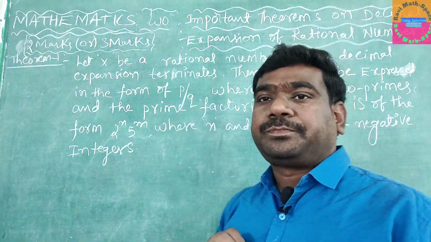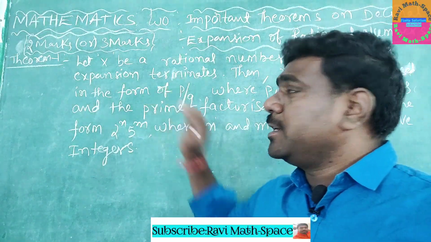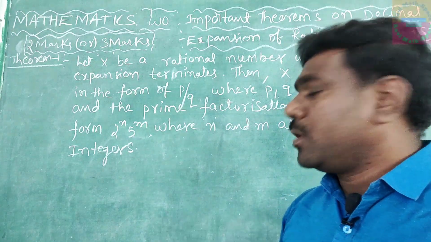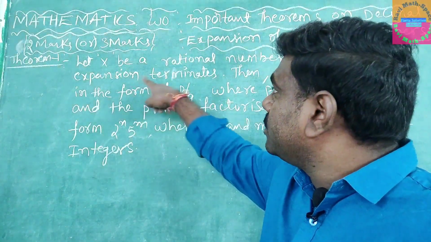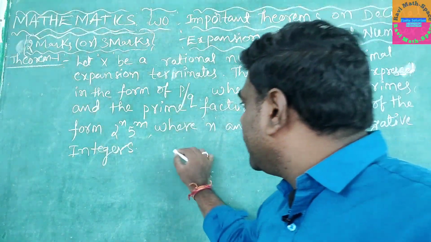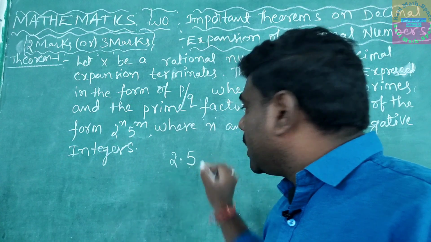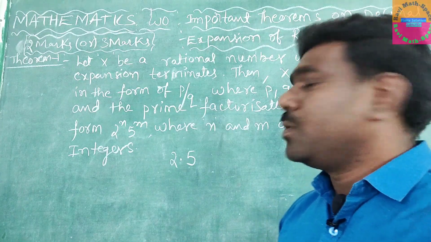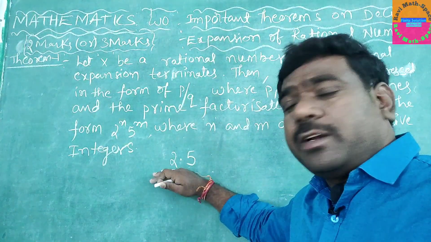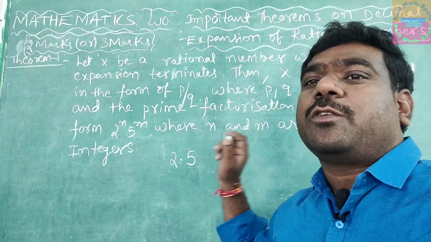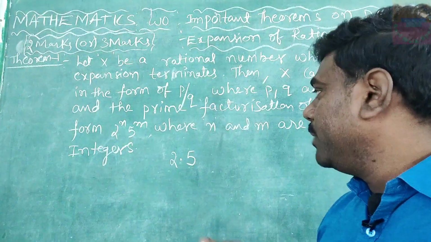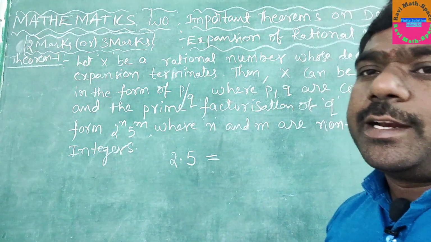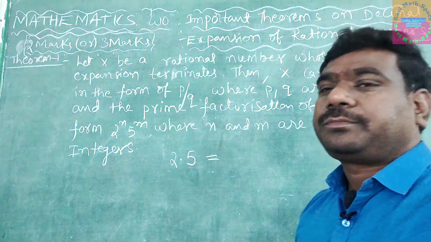This is the theorem. Now, based on this theorem, I will explain some problems. You can understand very easily. Suppose we take one decimal number, which type of decimal number? A terminating decimal. These terminating decimals we can express in the form of p by q. How? See the procedure. So 2.5 is a terminating decimal expansion.